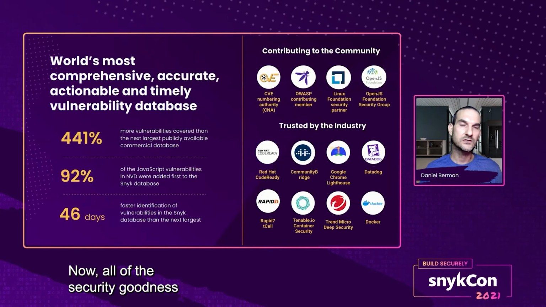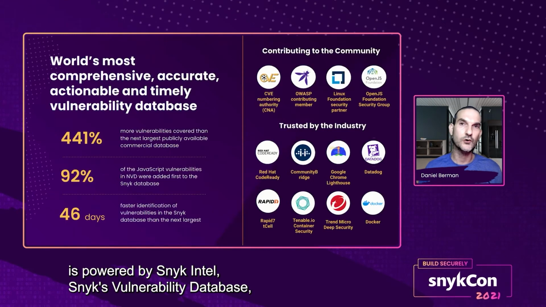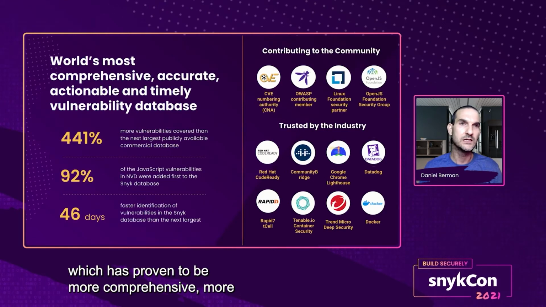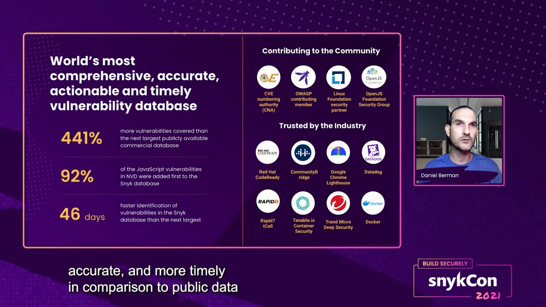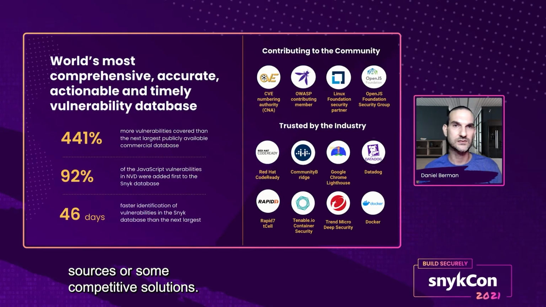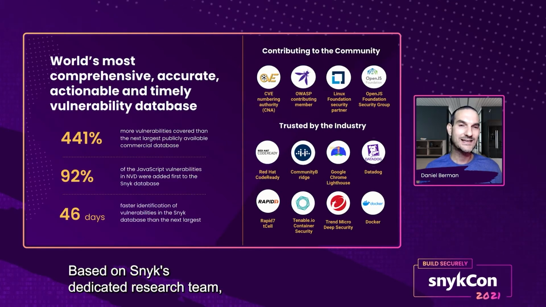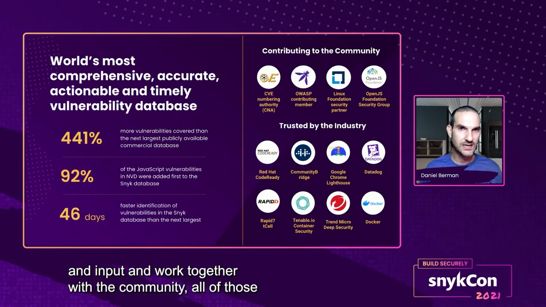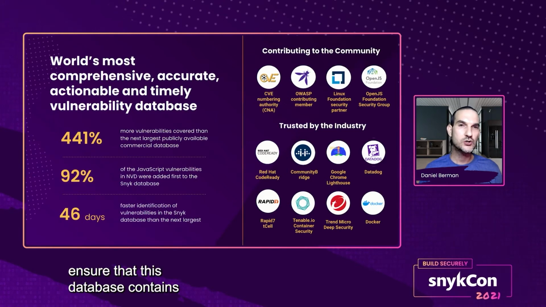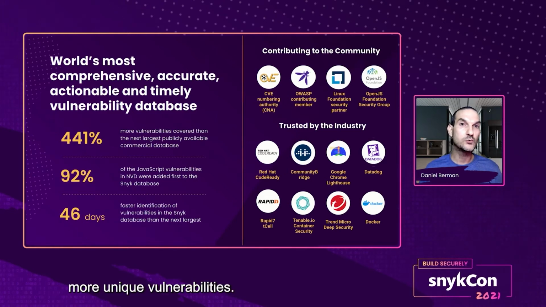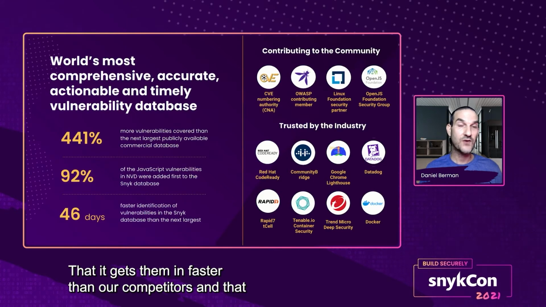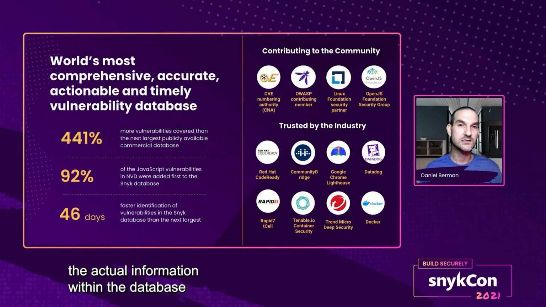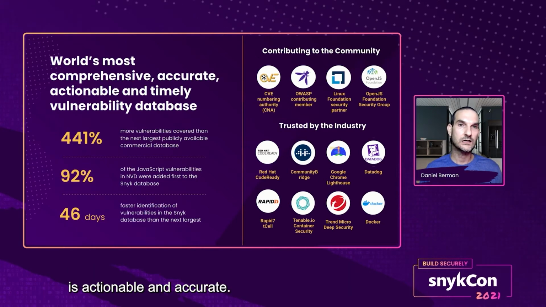Now, all of this security goodness is powered by Snyk Intel, Snyk's vulnerability database, which has proven to be more comprehensive, more accurate, and more timely in comparison to public data sources or some competitive solutions. Based on Snyk's dedicated research team and our technology and some feedback, input and work together with the community, all of those ensure that this database contains more unique vulnerabilities, that it gets them in faster than our competitors, and that the actual information within the database is actionable and accurate.